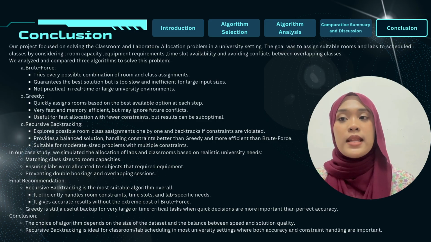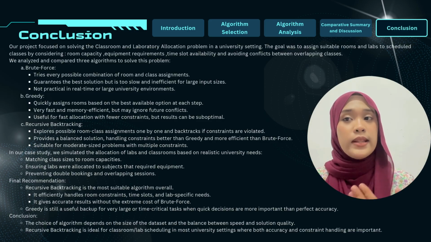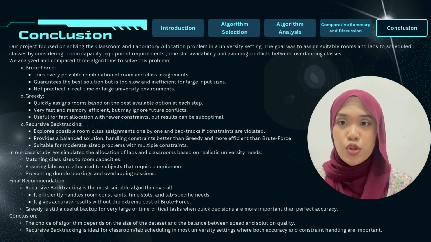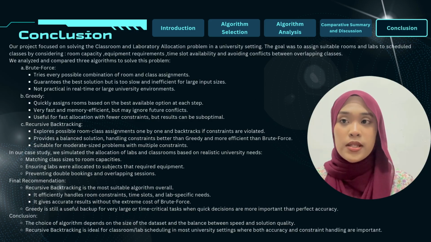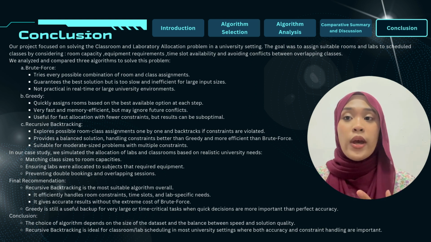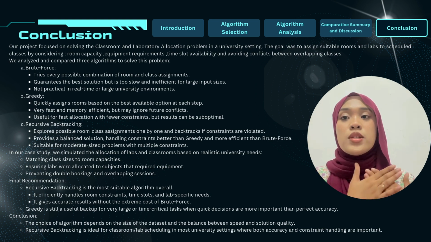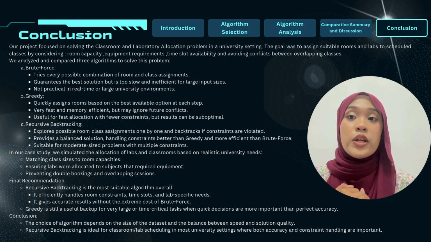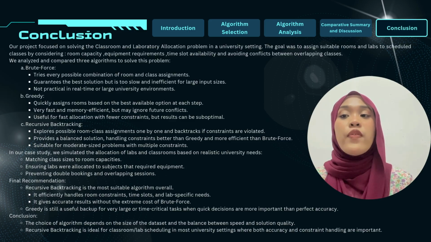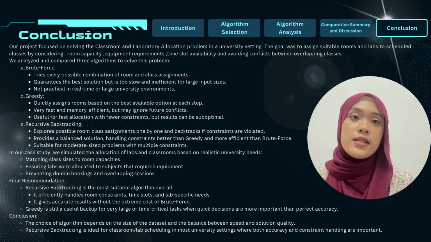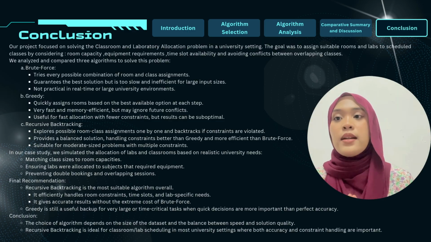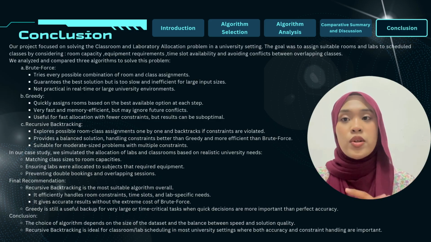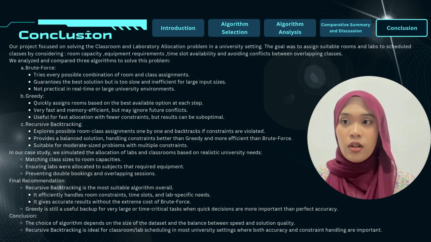In our case study, we simulated the allocation of labs and classrooms based on realistic university needs, which is matching class sizes to room capacities, ensuring the labs were allocated to subjects that required equipment, and preventing double bookings and overlapping sessions. So, final recommendation, we recommend that recursive backtracking is the most suitable algorithm overall.